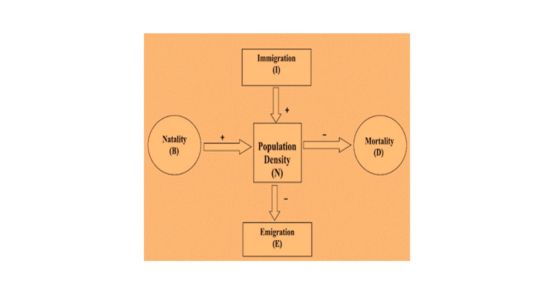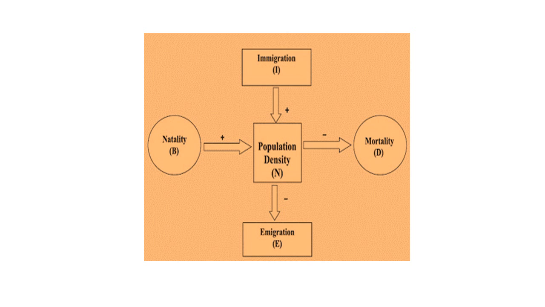In the same way, immigration means a new individual is coming from outside and is added to the population, so the density increases. That's why a plus sign is there. Opposite to it is emigration, which means individuals of the same species leave the same habitat, and due to this the population density decreases, so a minus sign is used here.